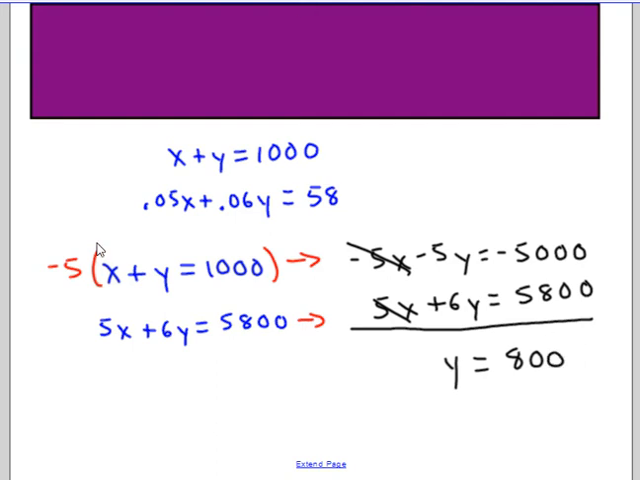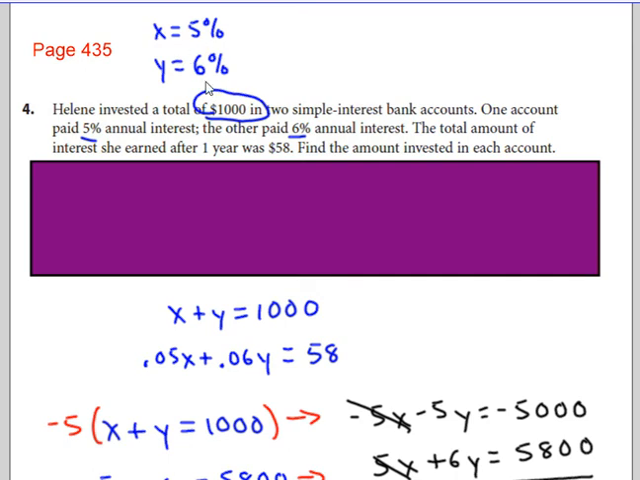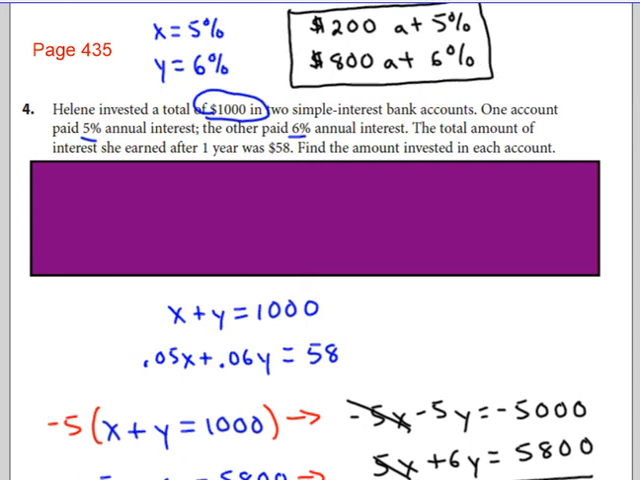And you guys, look what they asked here in the problem. Find the amount invested in each account. Well, we just figured out that y was 800. We said the y was 6%. So she's going to invest $800 at 6%. Now, altogether, she invested 1,000. So 1,000 minus 800 means she invests 200 at 5%. And look at that. There are my answers.